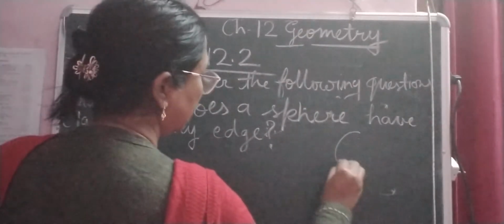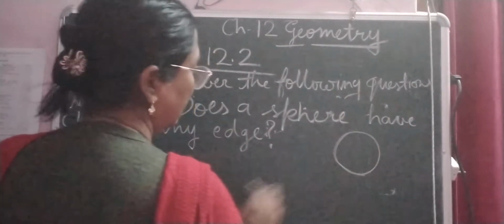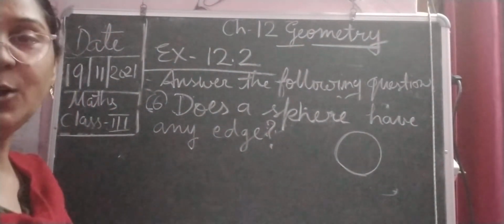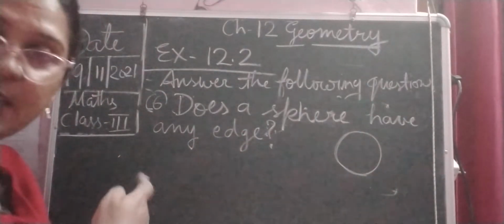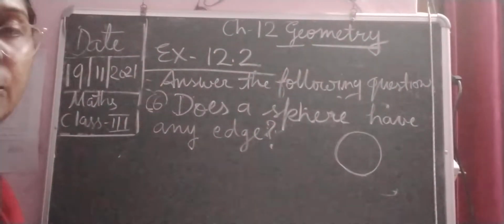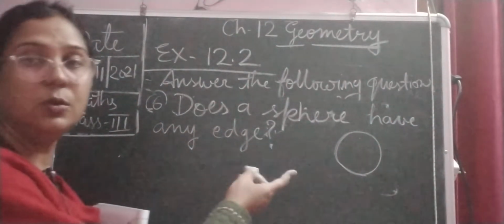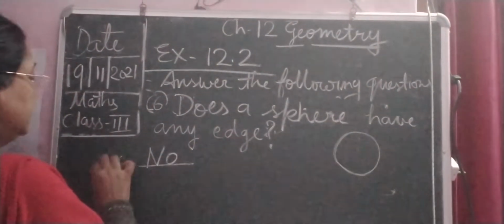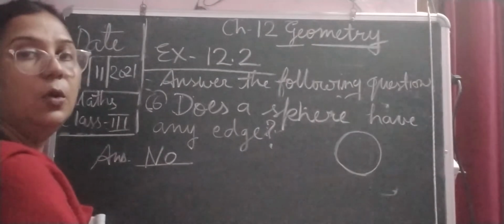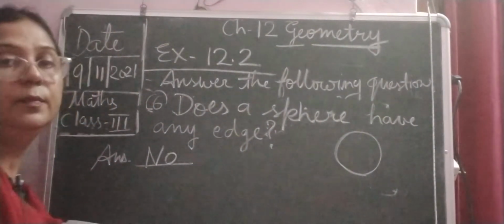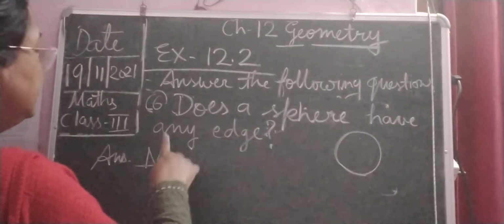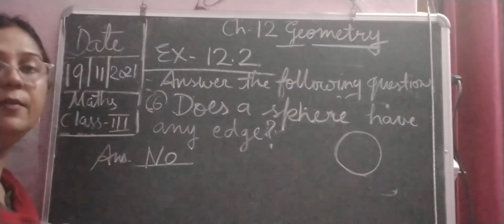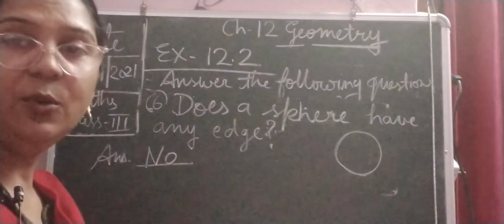So children, you can see this is the shape of a sphere. Does a sphere have any edge? You just find out. Does this shape have any edge? No, it does not have any edge. It is also curved. So children, we will write no. So does a sphere have any edge? No. It is circular. That is why it doesn't have any edge. Okay, so write it down.